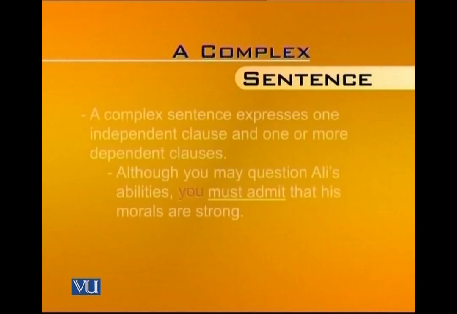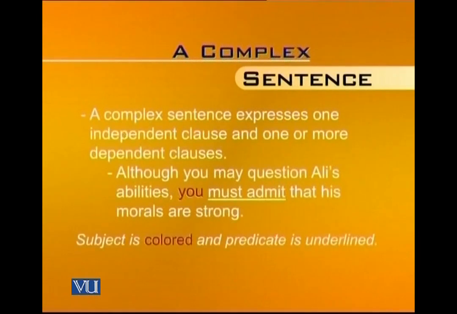In a complex sentence, there will be one independent clause and one or more dependent clauses. Ek to independent clause hi hoga jis tarah humne simple sentence aur compound sentences mein dekha aur ek ya ek se zyada dependent clauses honge. Dependent clauses wo honge jinko agar alag se dekha jaye to unka koi complete matlab nahi banega. For example, although you may question Ali's abilities, comma you must admit that his morals are strong.